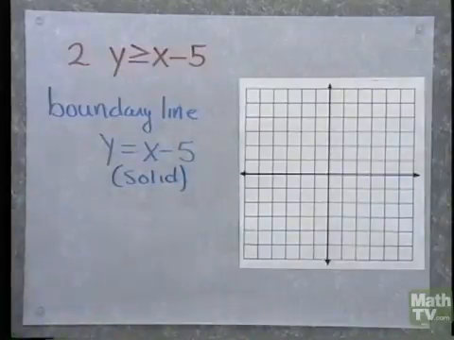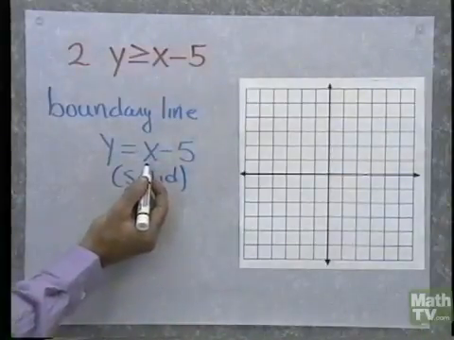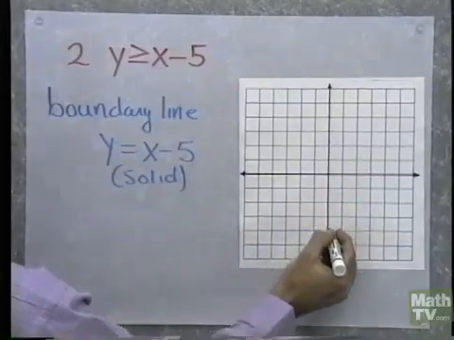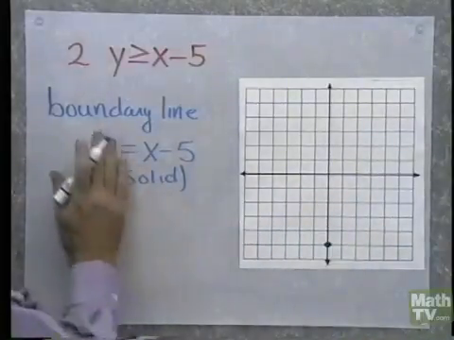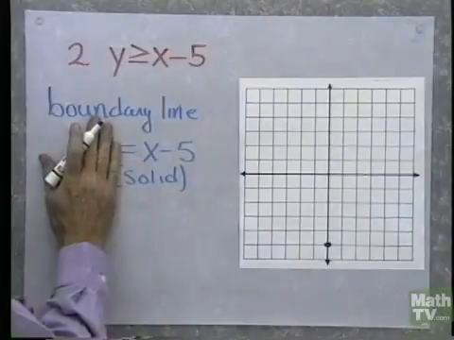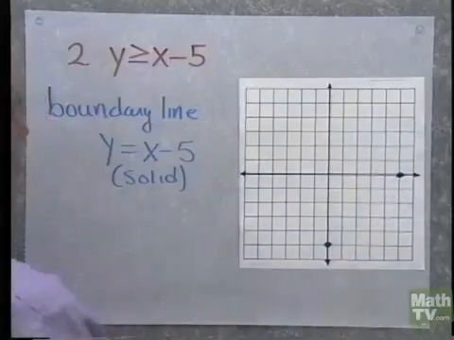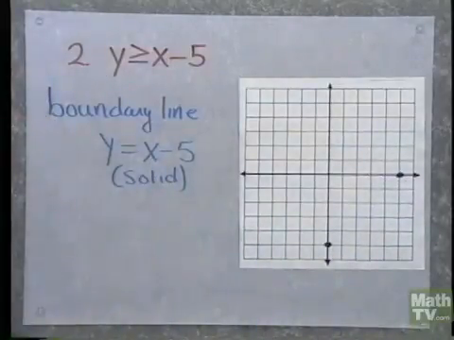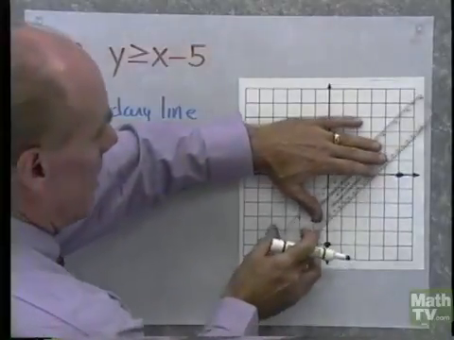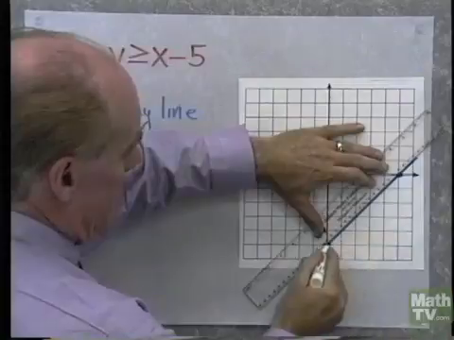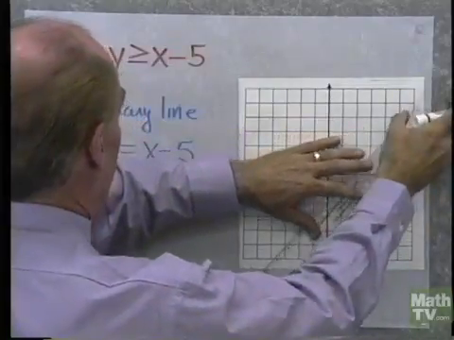For the boundary, so graphing the boundary, let's see, when x is equal to 0, y is negative 5. 1, 2, 3, 4, 5. And when y is equal to 0, x is equal to positive 5. 1, 2, 3, 4, 5. So here I have y is equal to x minus 5. That's my boundary line. I want to graph it using a solid line. So I'll do that. Here's the boundary line. It looks like that.